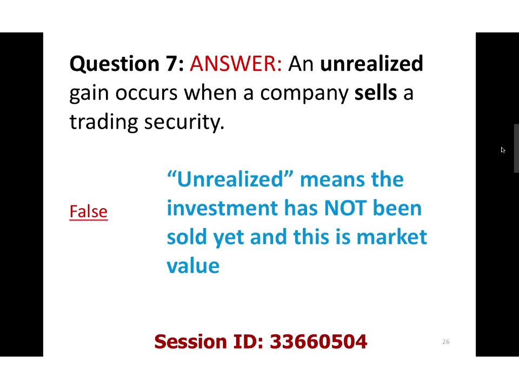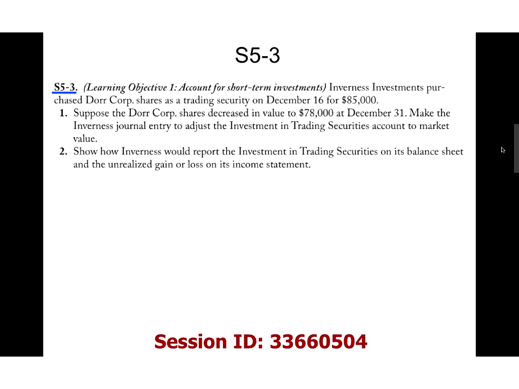Okay, so we're going to do a homework problem now. Then we'll come back to some more questions. This is a real short homework exercise. First of all, we have an investment company that purchased Door Corp shares as a trading security. So they're telling us this is a trading security. We purchased the investment on December 16th for $85,000. In part 1, it says assume that the shares decreased to $78,000.